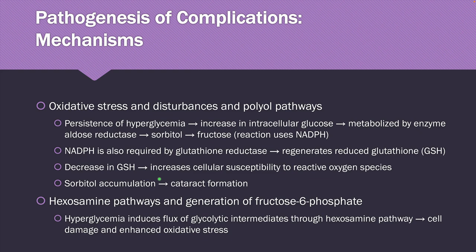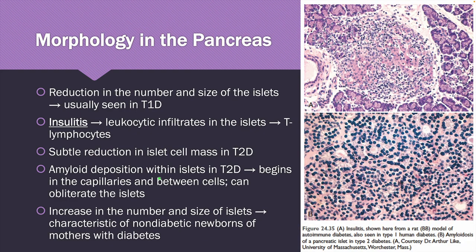So, how would DM look like? How would the complications look, morphologically speaking? Remember that your main pathology right now is in the pancreas. So, what happens in the pancreas? If you're dealing with type 1 DM patients, you will see a reduction in the number and size of the islets, or you may have insulitis. You will see chronic inflammation in your islet cells over here. Sometimes, in type 2 DM, what you may see instead is amyloid deposition in the islets.